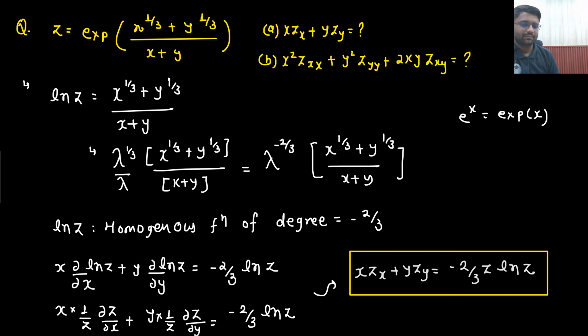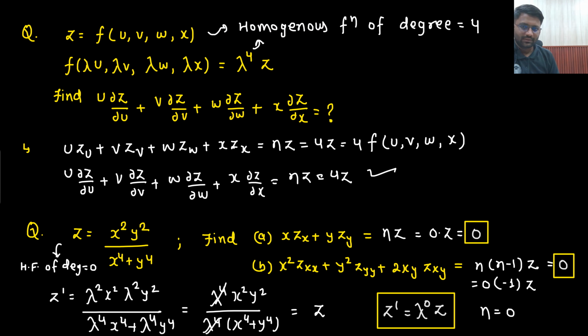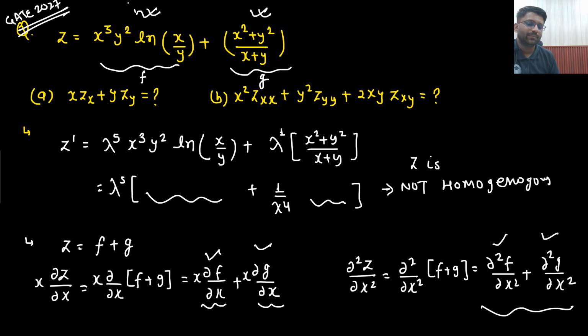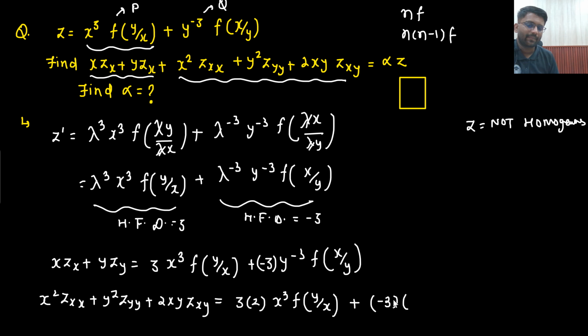One result is nf, the other result is n into n minus 1 into f. So what we need to do: minus 3 into minus 3 minus 1, that will become minus 4... no, that will become 12 as a coefficient, into this whole function, which is y to the power minus 3 f of x by y. I hope you have understood. Right? Now simply we need to add them. So this will become 3 into 2, 6, 6 plus 3, this will become 9. So now we need to add them, no?